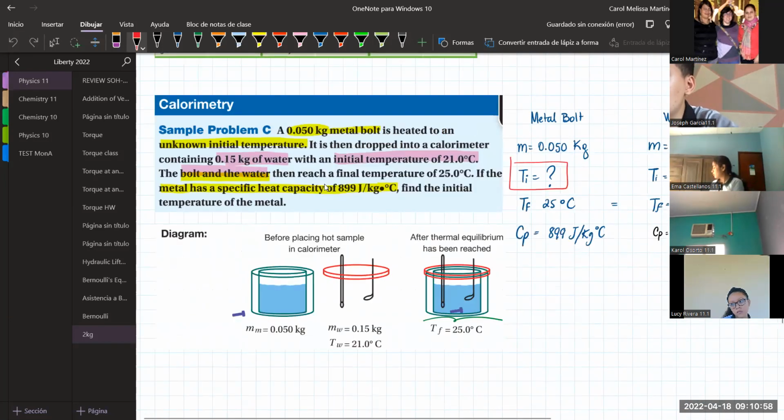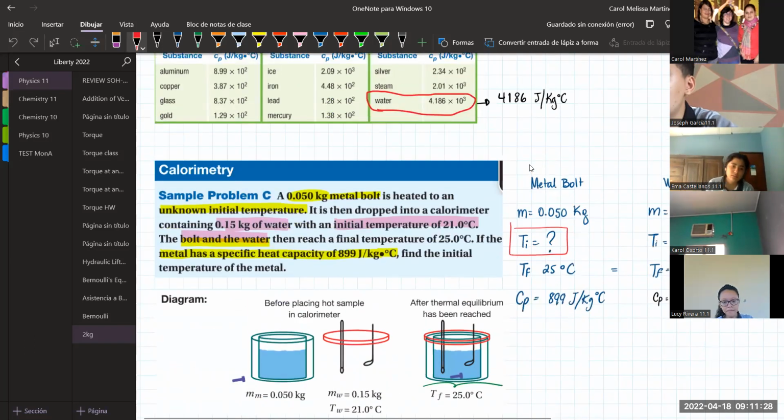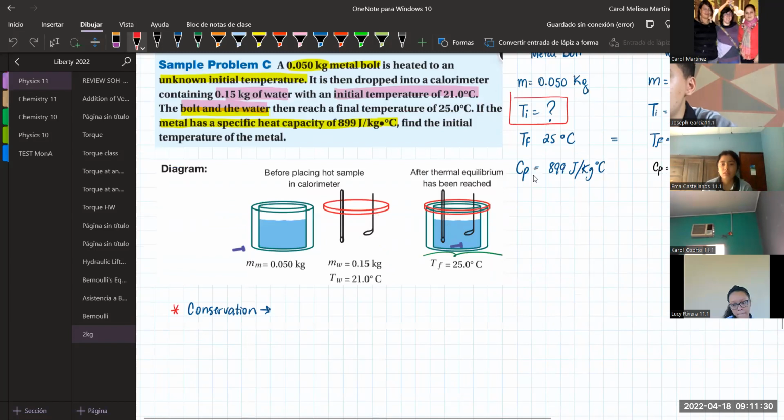So how do we work with calorimetry? Calorimetry is about conservation of energy. You're going to hear this a lot. Conservation means that your initial condition is going to be equal to the final condition. That is conservation. Now, in calorimetry, we're going to have two objects, and that's why we separate our givens like this. So, we're going to say conservation. The main equation is this one.